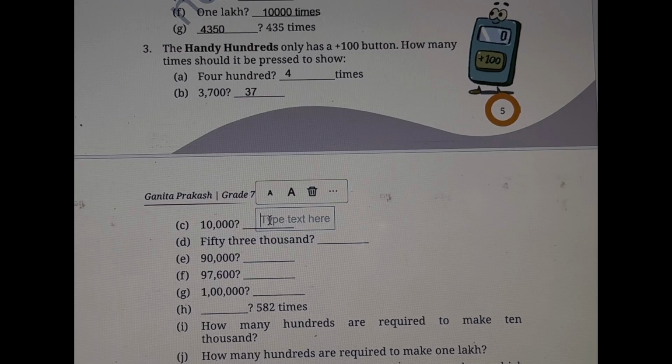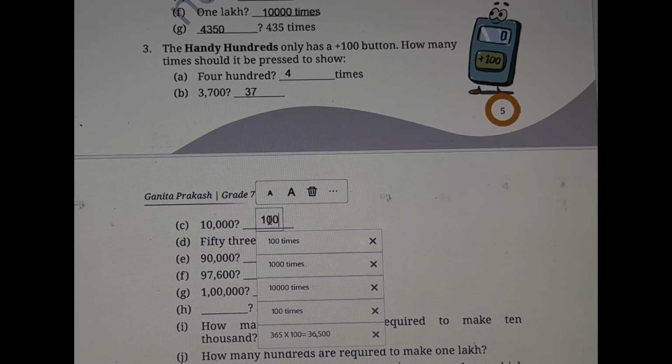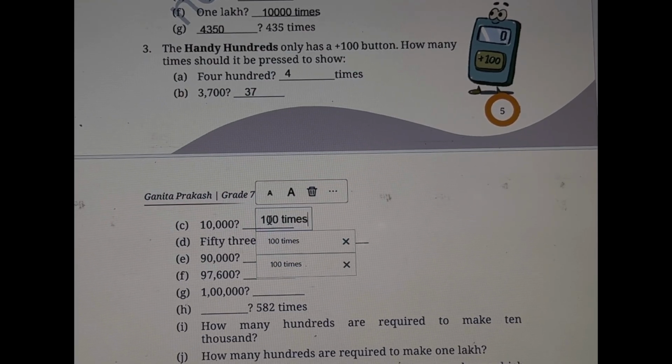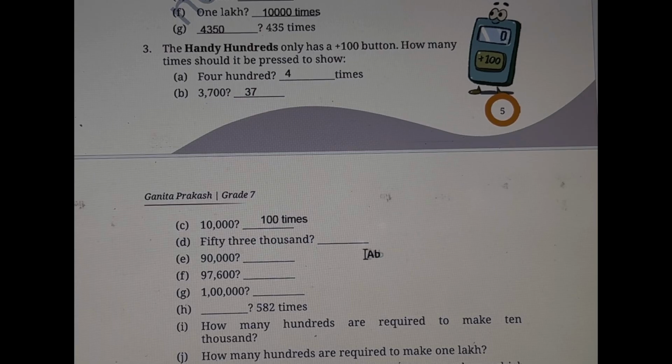Now 10,000 has 4 zeros. If you strike off 2 zeros, you will be left with 100 times. Next, 53,000. So 53,000, remove 2 zeros. The answer is 530 times.